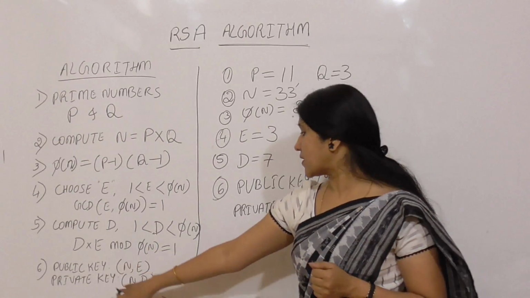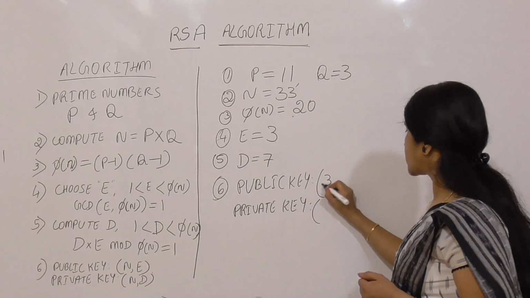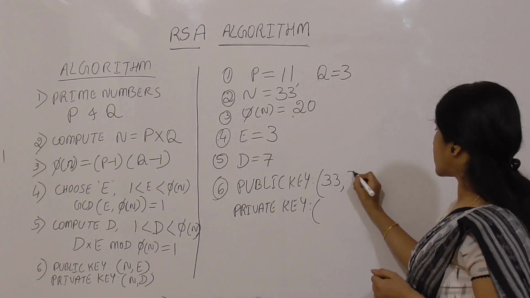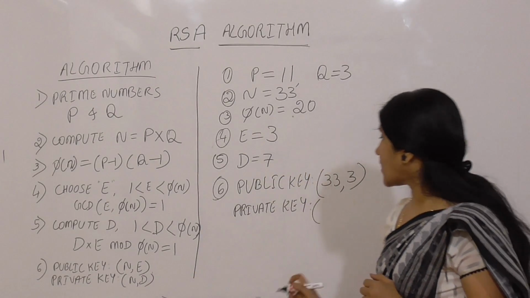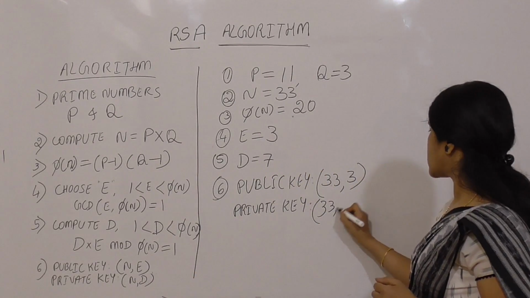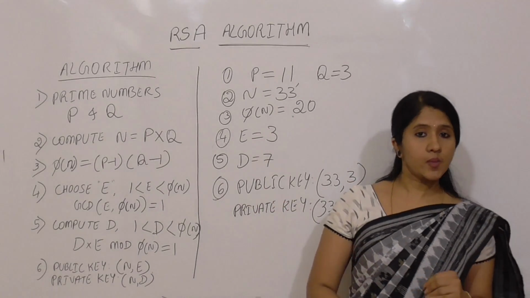Now what is my public key? That is N comma E, which is nothing but 33 comma 3. And what is my private key? That is N and D, that is 33 comma 7. Okay. So now I have come up with the public key and then the private key.